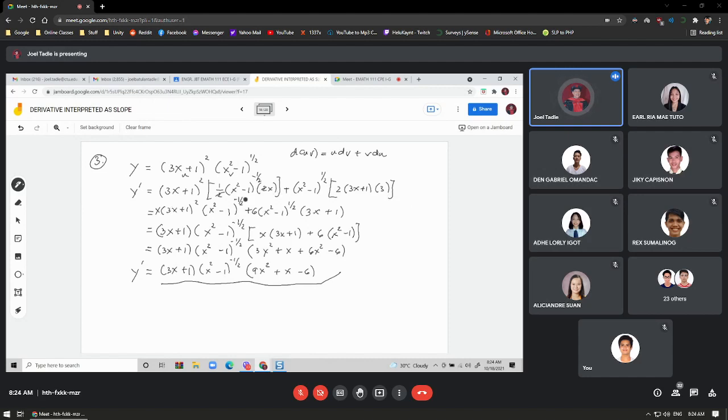So, this time, we'll simplify. We can cancel out, no? 2. So, that's 1. So, x times quantity 3x plus 1 squared times quantity x squared minus 1 raised to the power negative 1 half. Then, sa second term, ma-multiply na to ang 2 ug ang 3. So, that's 6. Then, multiplied by the quantity x squared minus 1 raised to the power 1 half times quantity 3x plus 1.